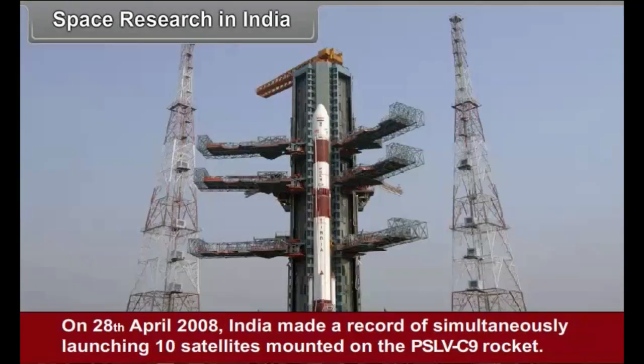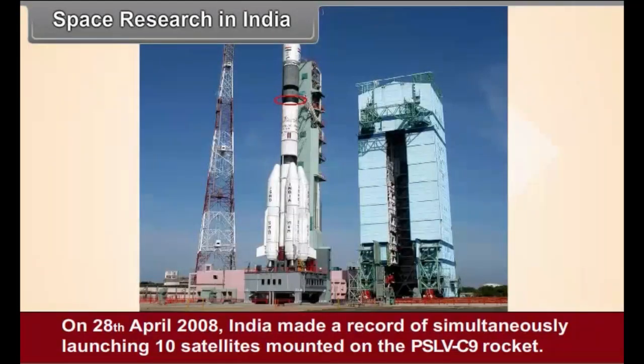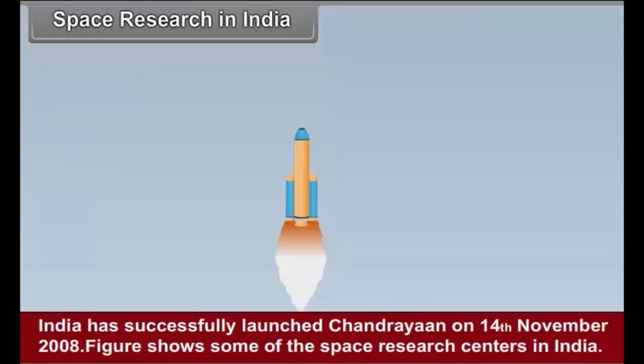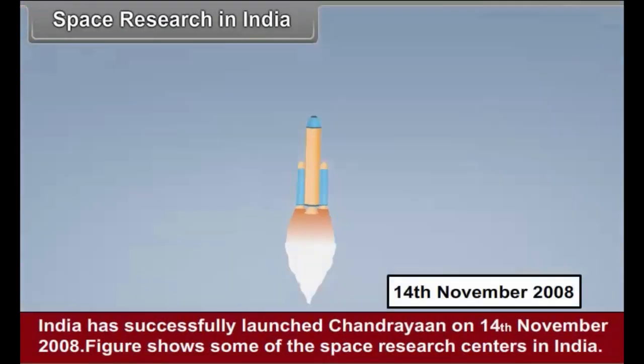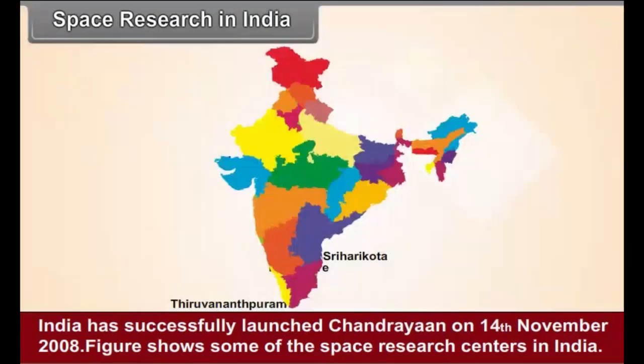On 28th April 2008, India made a record of simultaneously launching 10 satellites mounted on the PSLV C9 rocket. India has successfully launched Chandrayaan on 14th November 2008. Figure 1.2 shows some of the space research centers in India.